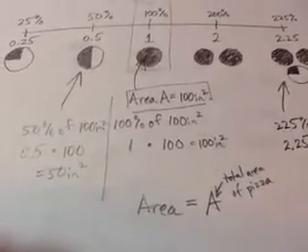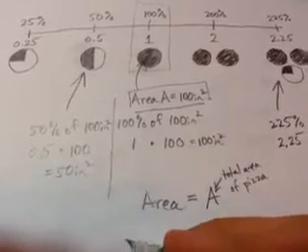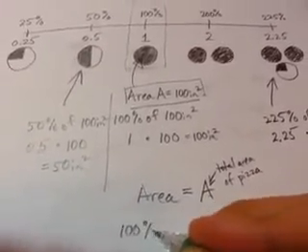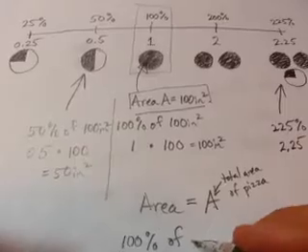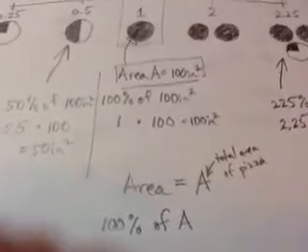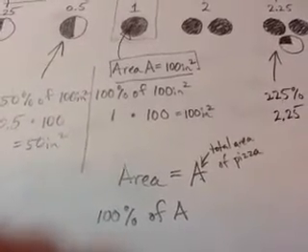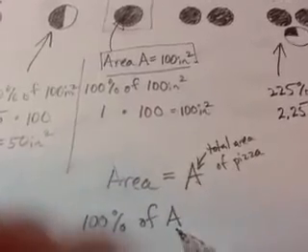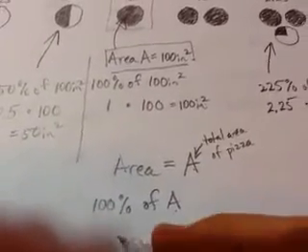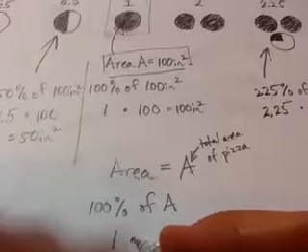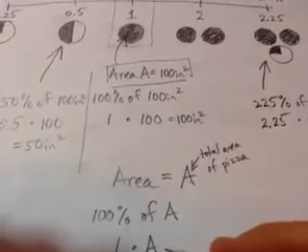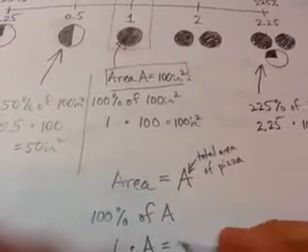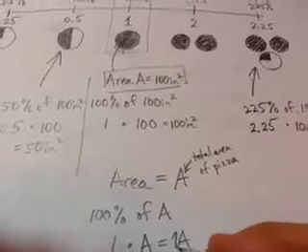Like I said, I don't know what it is. But what if I say I want 100% of the area? Then I would say I want 100% of this A, the total area. What does that mean? It'll be 1 times A, which is just equal to, obviously, A, or 1A.